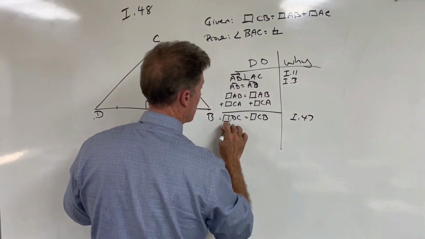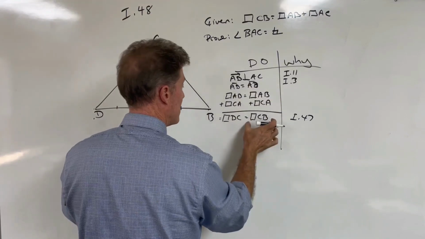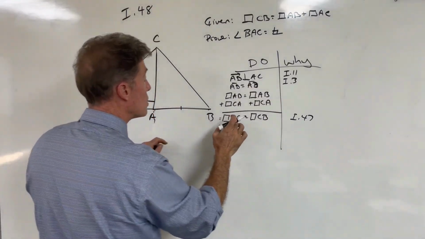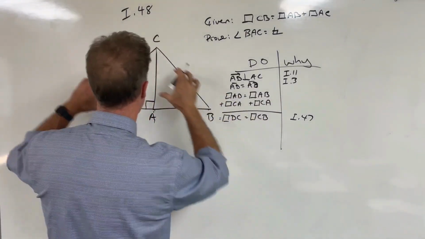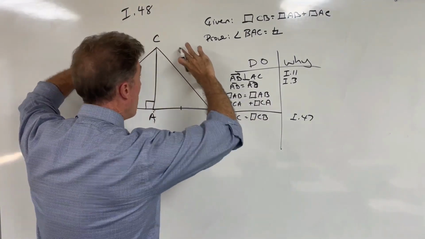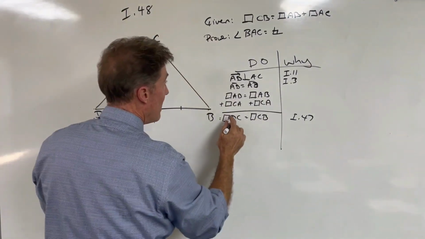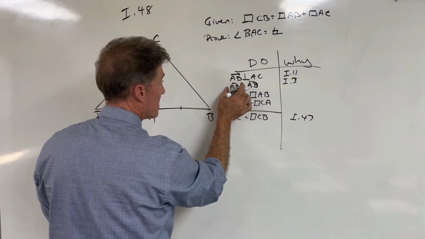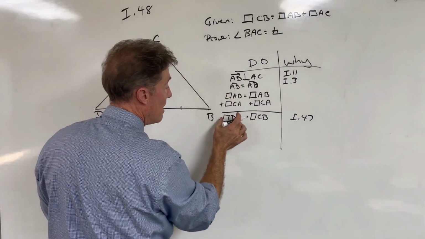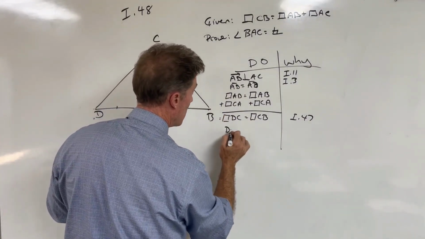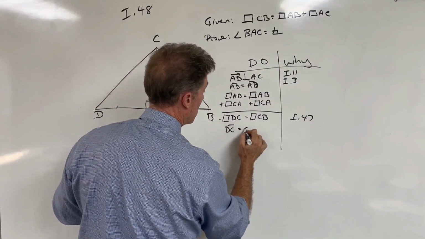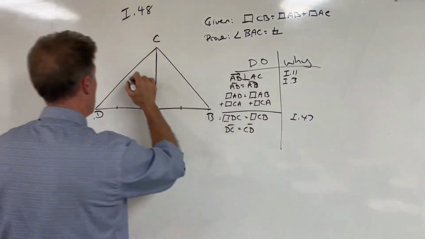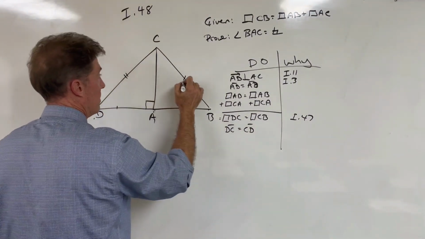Prop 47 tells us this, and our givens tell us this, which means the square on DC must equal the square on CB. Well, if the squares are equal, then just like we built this line up into a square, we can unbuild this square into a line, and we can say that the line DC must be equal to the line CB. Therefore, this must be equal to this.